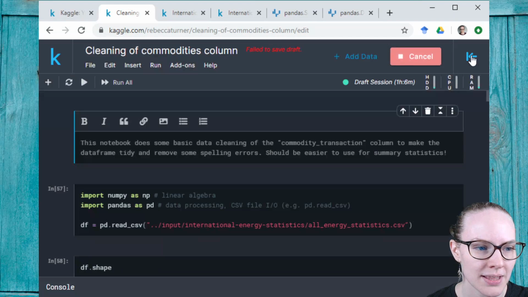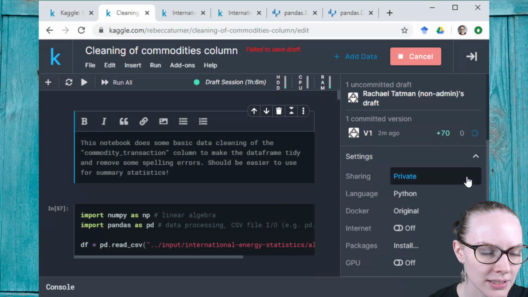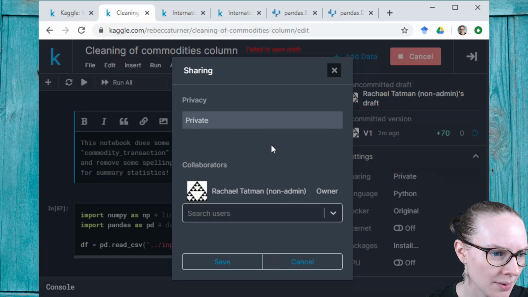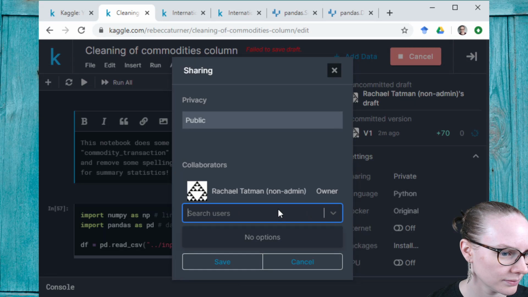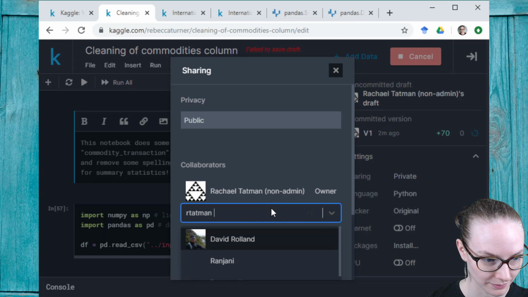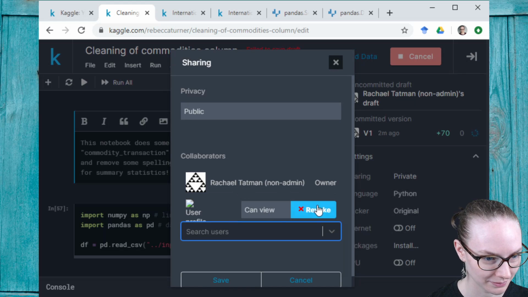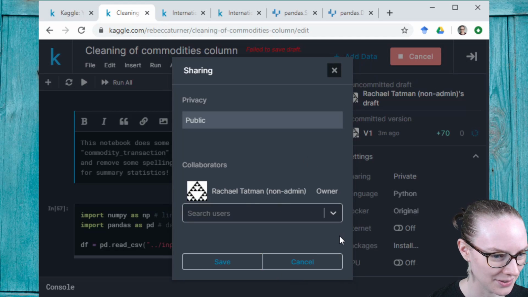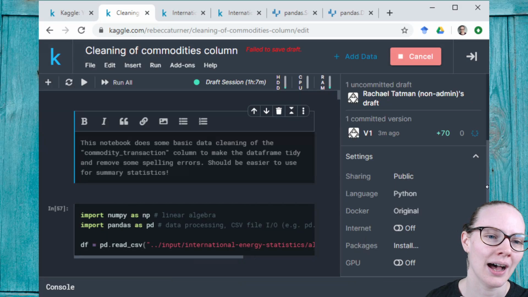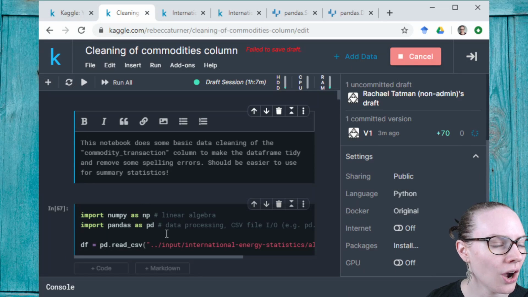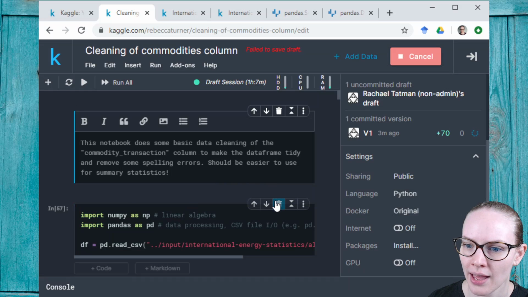All right, let's commit that. I will make it public so y'all can check it out. I'm gonna add my admin account in case I need to edit it later. I'm not sure I just added myself. That's okay. We'll deal with that later. And save.